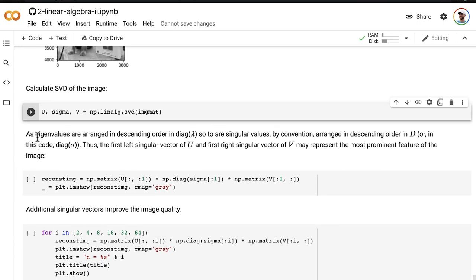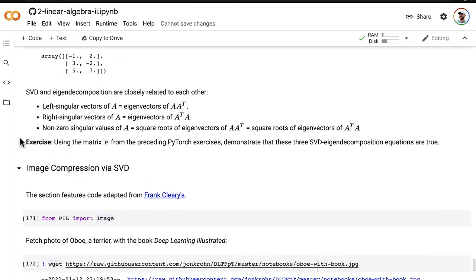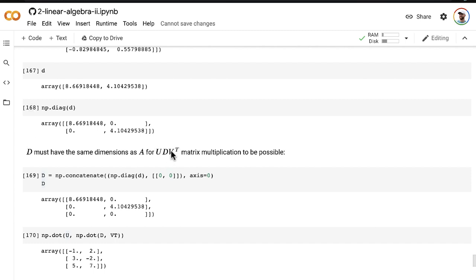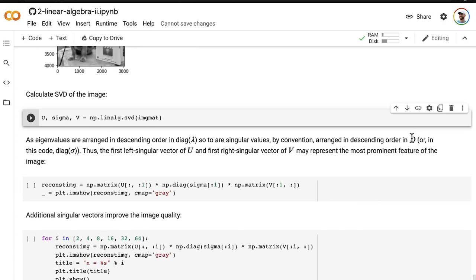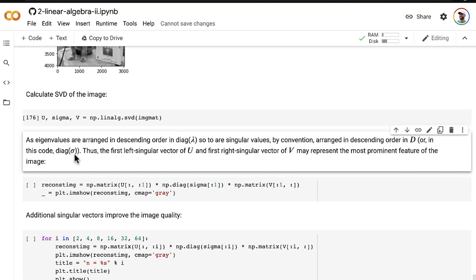So as eigenvalues are arranged in descending order in the diag lambda matrix, remember that from the eigen decomposition segment earlier in this Machine Learning Foundation series, so too are singular values, at least by convention. And by being arranged in this descending order in the matrix D in our singular value decomposition formula, recall that formula from earlier, it is right here. That matrix D consists of a diagonal matrix with singular values along the main diagonal. We can represent that either as a matrix D, or as diag of some vector. In this case, we're calling the vector sigma.